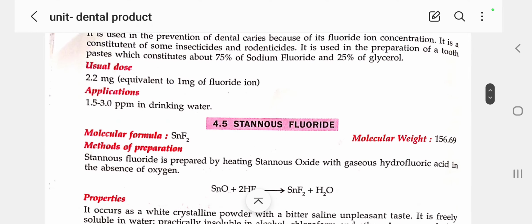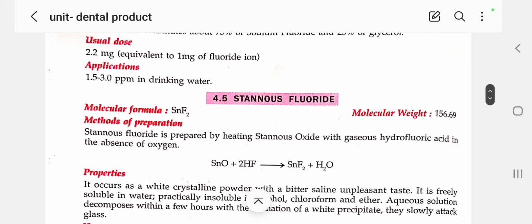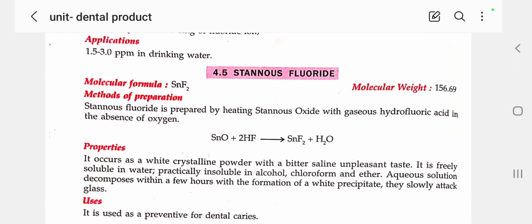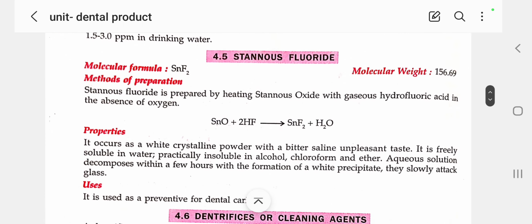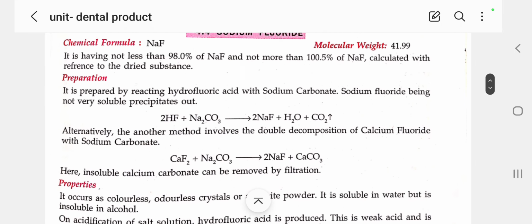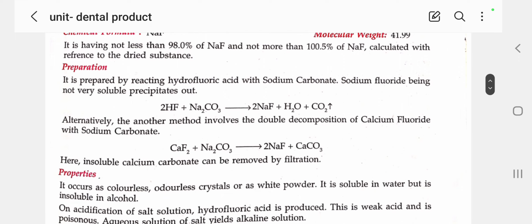Then another example of fluoride is stannous fluoride, molecular formula SnF2 and molecular weight 156.69. Method of preparation: stannous fluoride is prepared by heating stannous oxide with gaseous hydrofluoric acid in the absence of oxygen. When hydrofluoric acid reacts with stannous oxide, stannous fluoride is formed with removal of water. This is the method of preparation. But in the case of sodium fluoride, we have two methods: hydrogen fluoride or calcium fluoride can be treated with sodium carbonate.